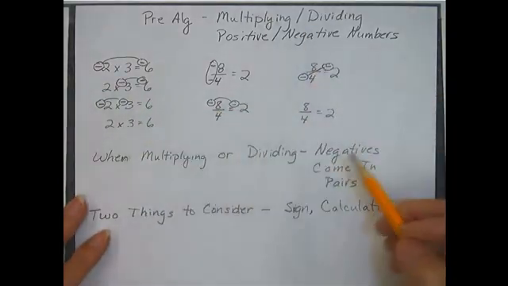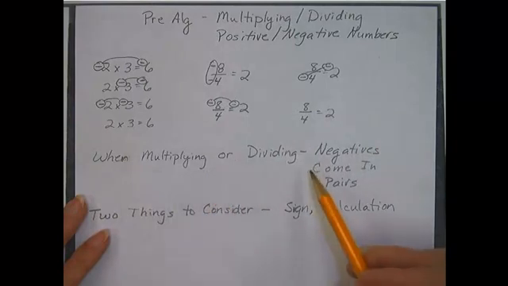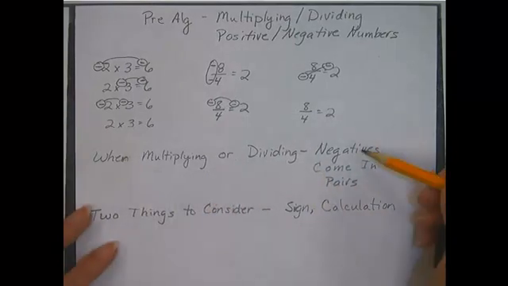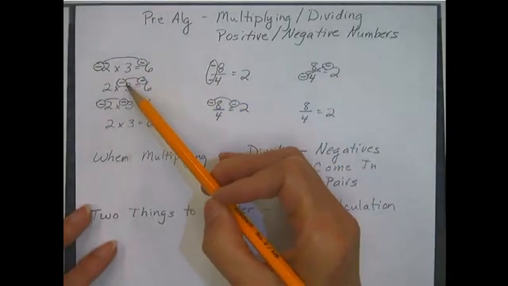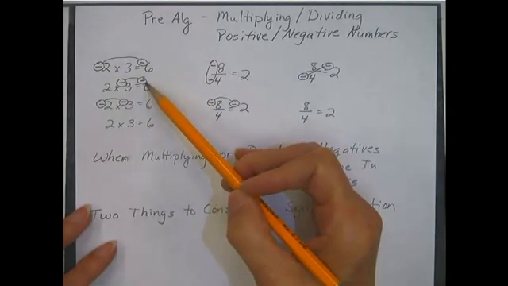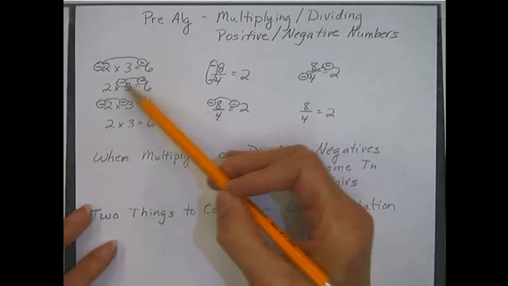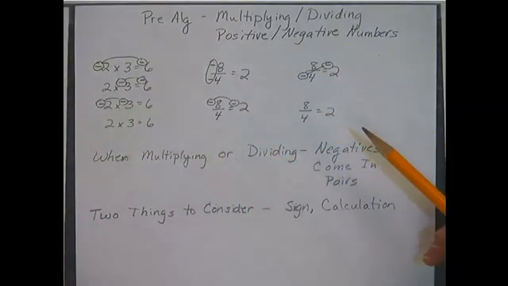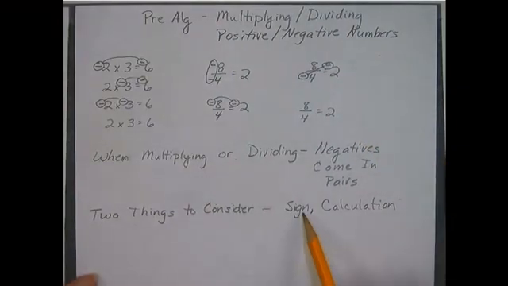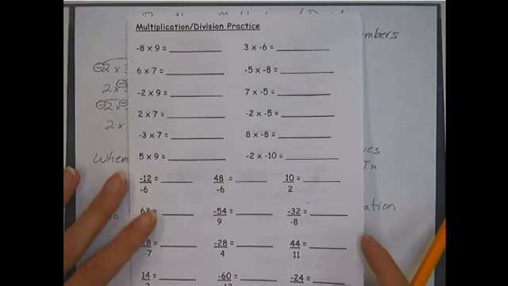What I'm hoping you will get out of this, is that when you are multiplying or dividing positive and negative numbers, negatives come in pairs. So in other words, if you are calculating and you have a single negative here, you know your answer is going to have to be negative in order to make that pair. You will find no lone negatives in multiplication and division statements. So there's 2 things to consider, your sign and then the actual calculation. I'd like to go ahead and practice a couple of these.